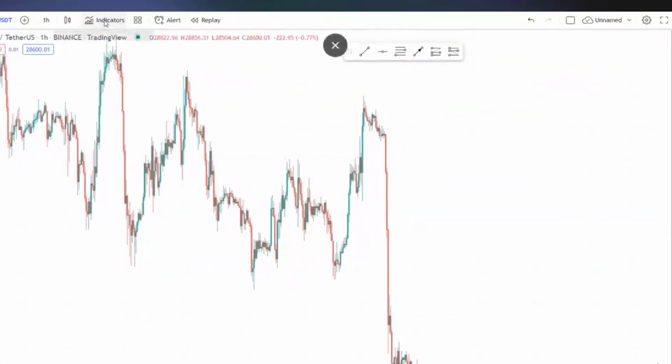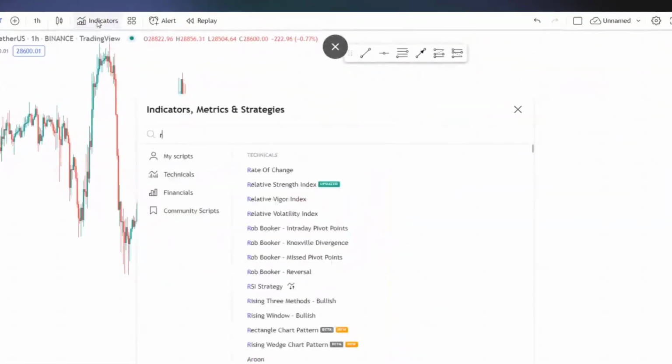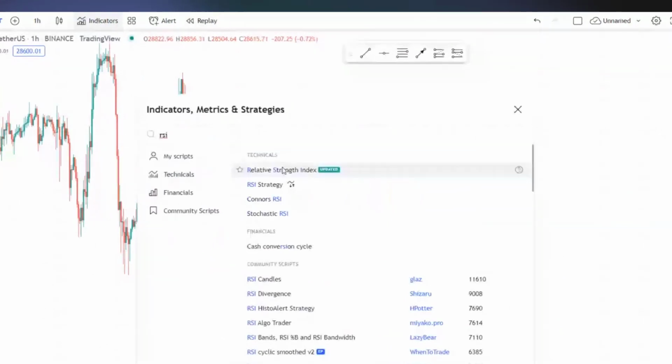So what I'm going to do here is click on the indicators tab and click RSI. Now you would think that I would click on the RSI strategy. No, I don't want to do that. There's a few added extra ones. Someone has built that RSI strategy. That's not what we're looking for today. All we want to click on is the relative strength index.